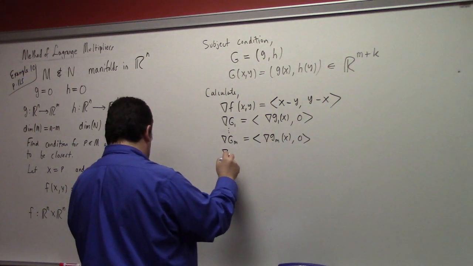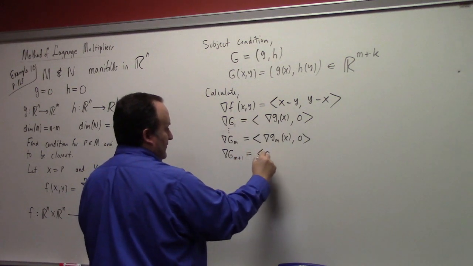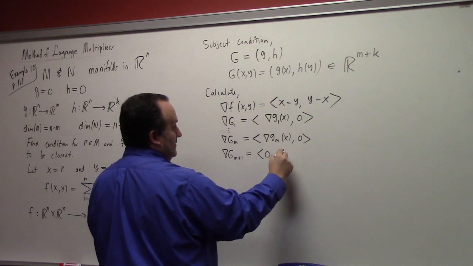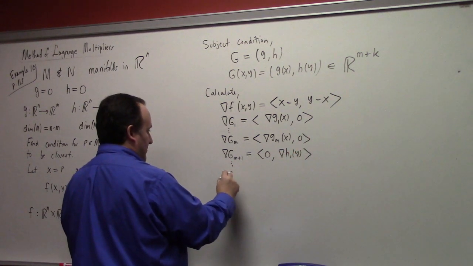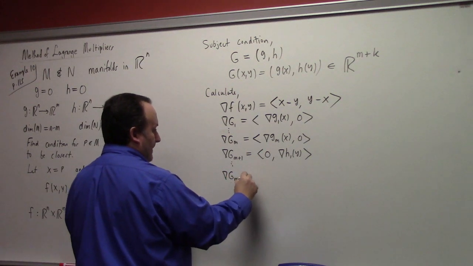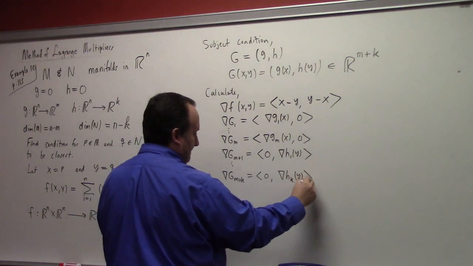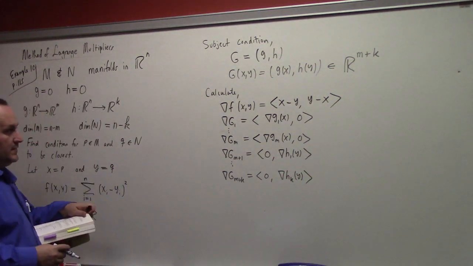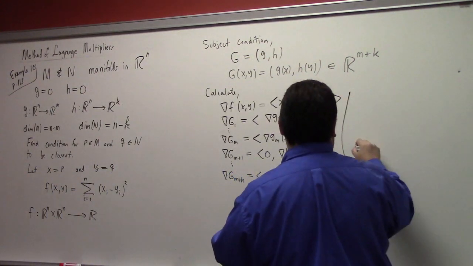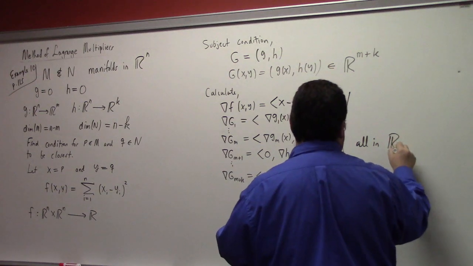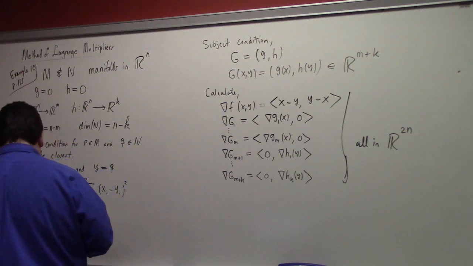Then we get gradient of g m plus 1. Now we're into the y part. So we get 0 for the x part, and we get nabla h1 of y. And this goes on. Eventually you get nabla g m plus k, which is 0 comma nabla h sub k of y. And I should emphasize these are all in R2n. Those are all 2n dimensional vectors.